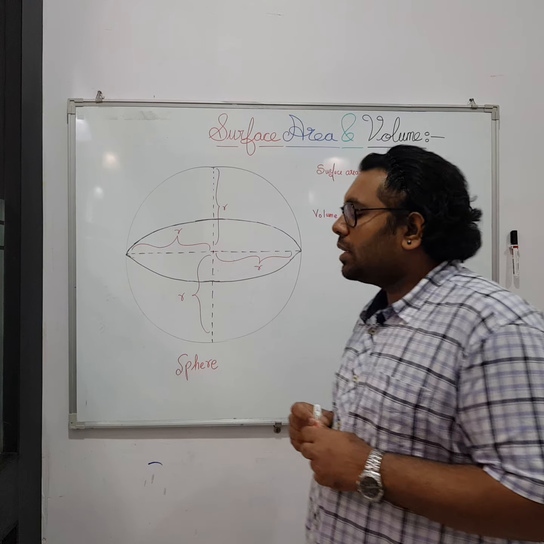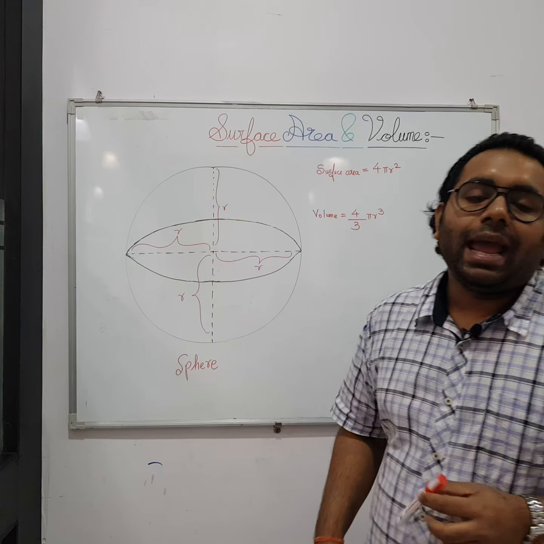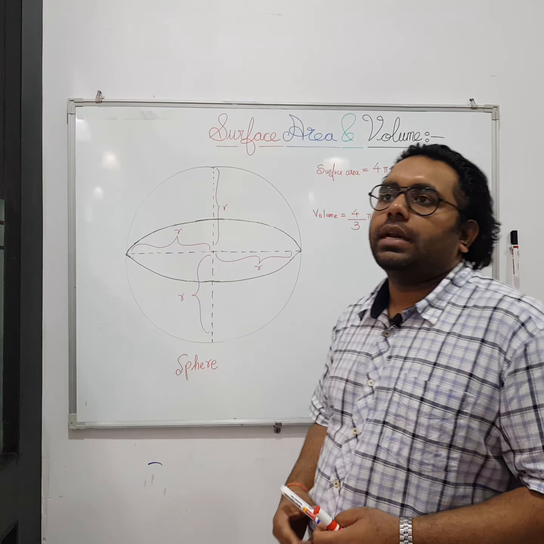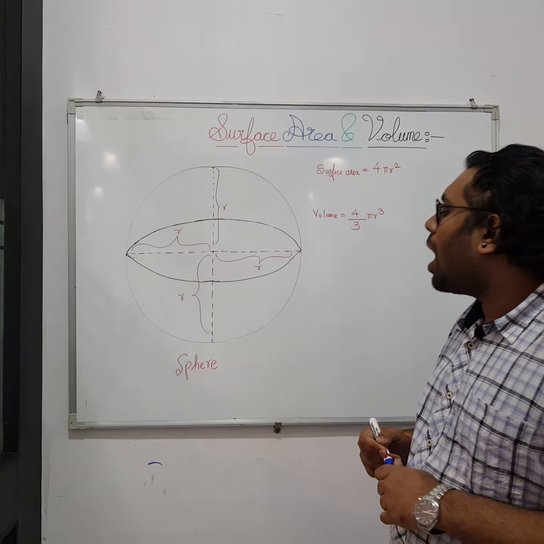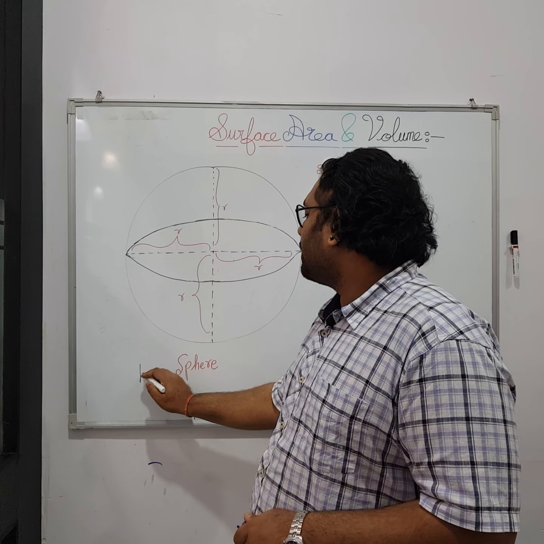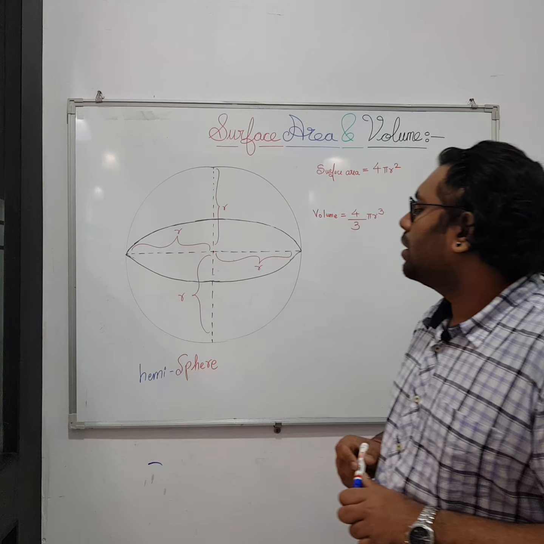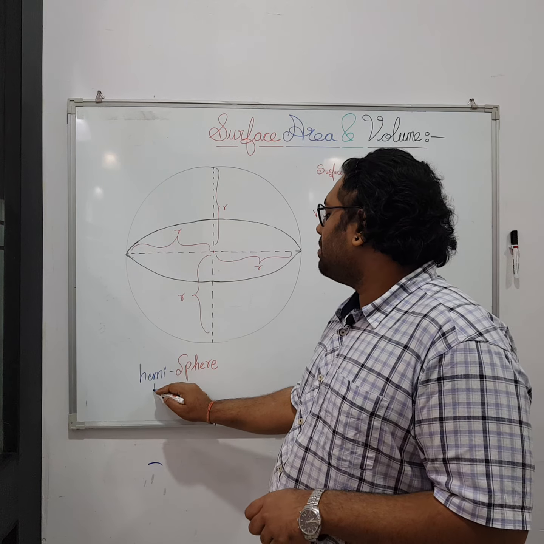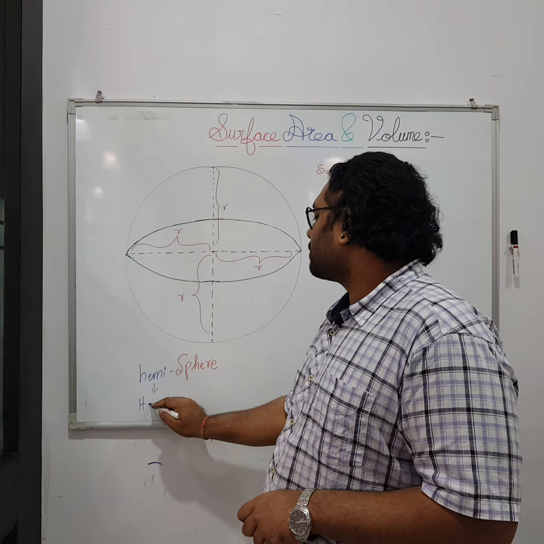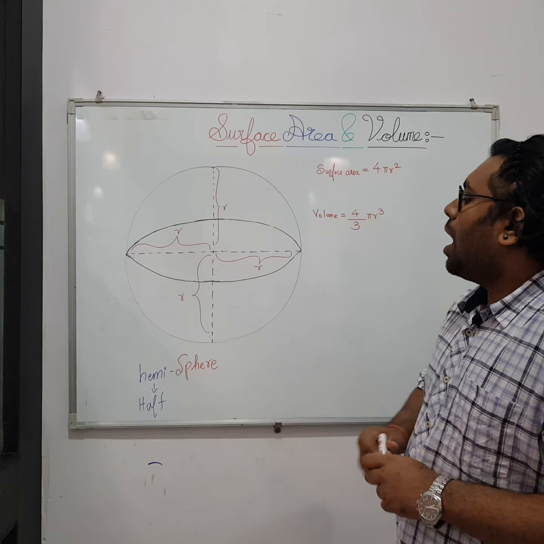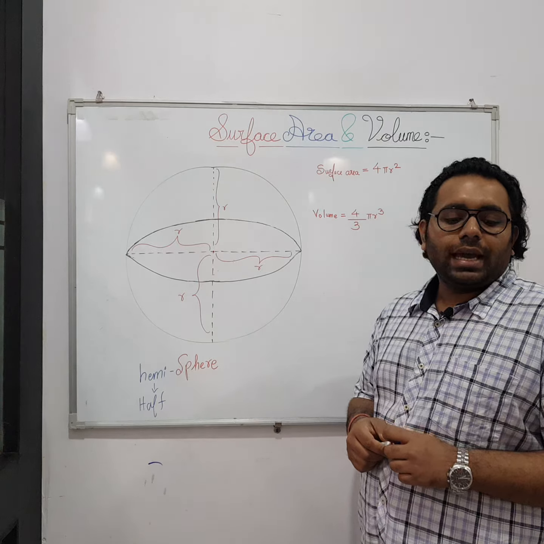Now since we have discussed sphere, let's talk about hemisphere. Everybody knows what exactly a hemisphere is, right? Hemi means half. Like for example, if I write hemi over here, hemisphere. What does hemi mean? Hemi means half, which means half of a sphere is known as a hemisphere.